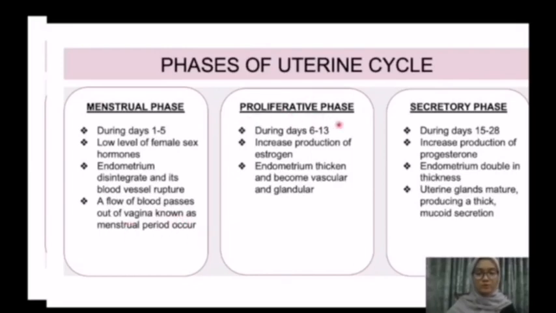Next is proliferative phase, which is during day 6 to day 13. Level of estrogen begins increasing, and therefore endometrium also thickens and becomes vascular and glandular. Last phase is secretory phase, which is during day 15 to day 28. Progesterone begins increasing, and endometrium doubles in thickness. Uterine glands mature, producing a thick mucoid secretion.